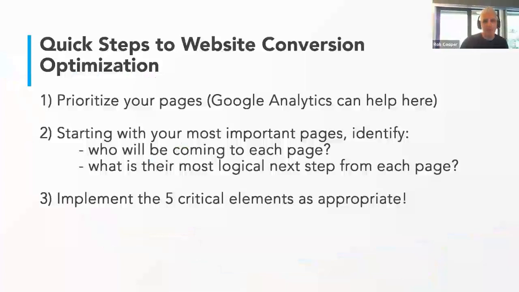So again, moving to quick steps to website conversion optimization. First thing is to prioritize your pages, because you've got a whole website. Maybe you've got 5 pages, maybe you've got 50 pages, but they are not all of equal importance. So you need to figure out which pages are the most important. I mean, your homepage is going to be one. Your product pages are going to be important. Great thing to do is to get out Google Analytics and identify which are your most popular pages.